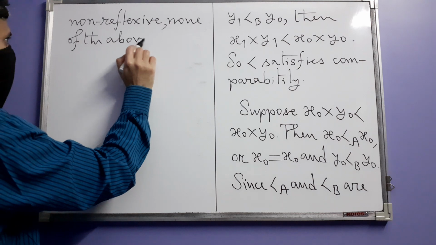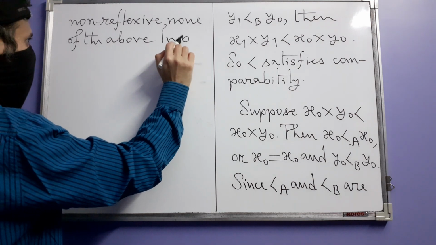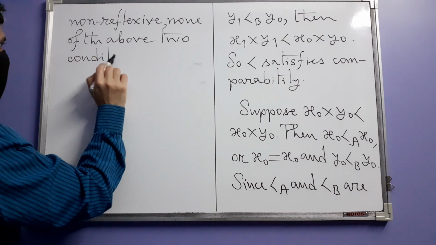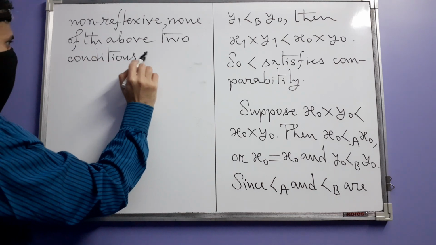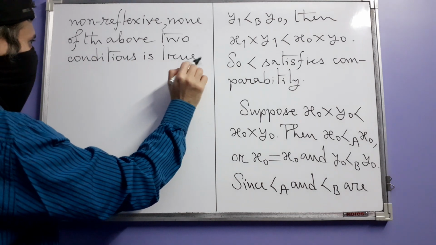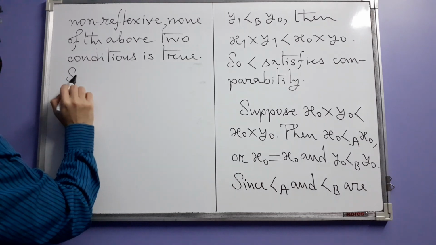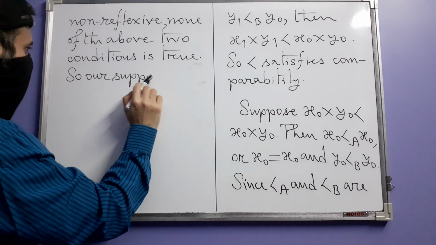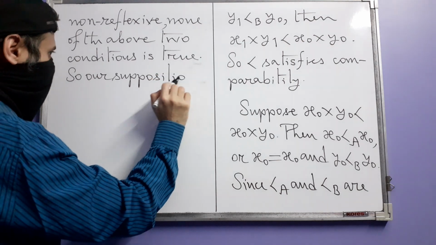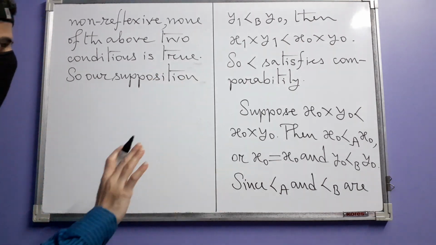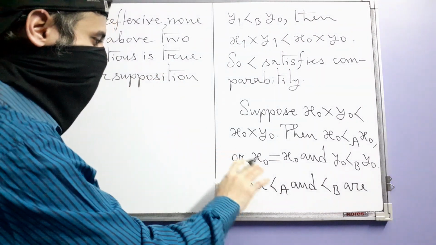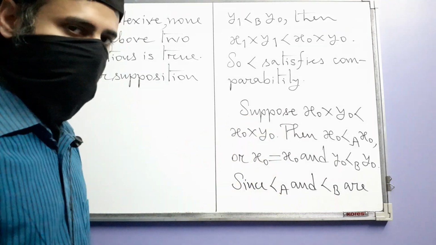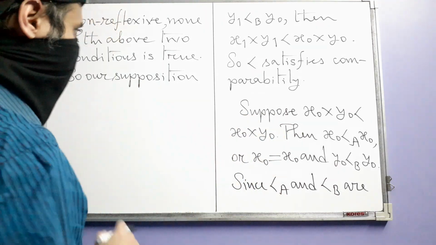None of the above two conditions is true. So that means we have run out of options. We cannot salvage our situation if we keep this supposition. So that means the supposition has to be false.